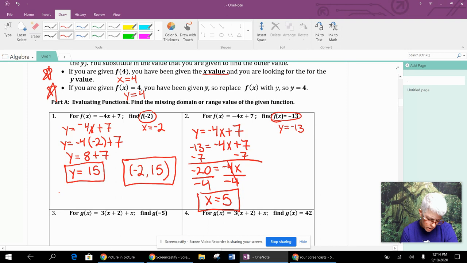So there's my x value or my domain. And then the ordered pair would be (5, negative 13), which, by the way, when you write an ordered pair, you must always put a comma and parentheses around it. Otherwise, it's not an ordered pair. It's just a list of numbers.